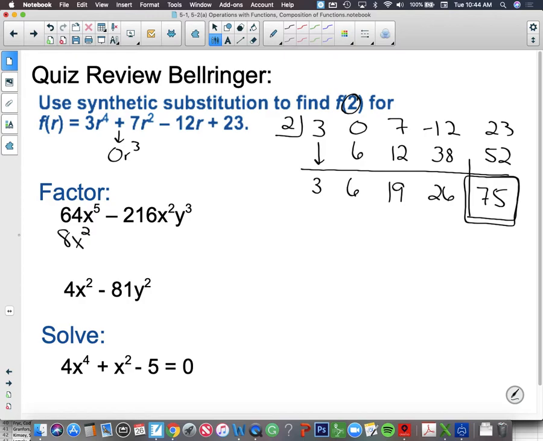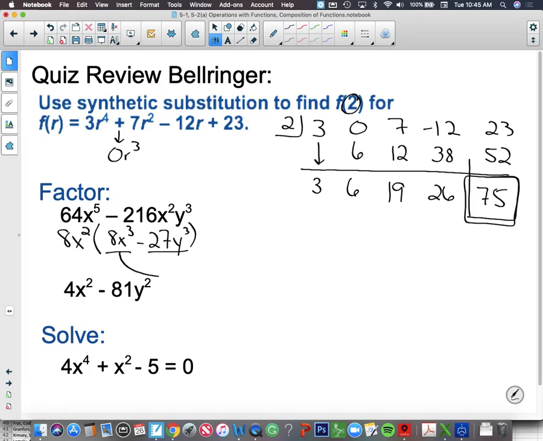Okay, so 8x squared comes out, and then we're going to have an 8x cubed at the front, and a minus 27y cubed at the back. All right? You should recognize the 8 and the 27, and then the cubes there, so that's a cubes pattern. So what we have to do is figure out what's being cubed here. We have to figure out our A and our B to apply the pattern, okay?